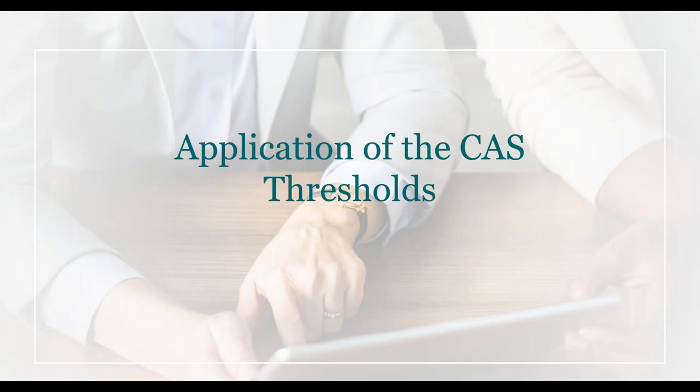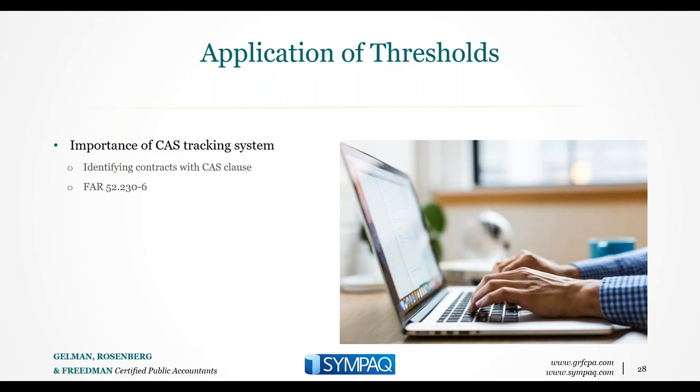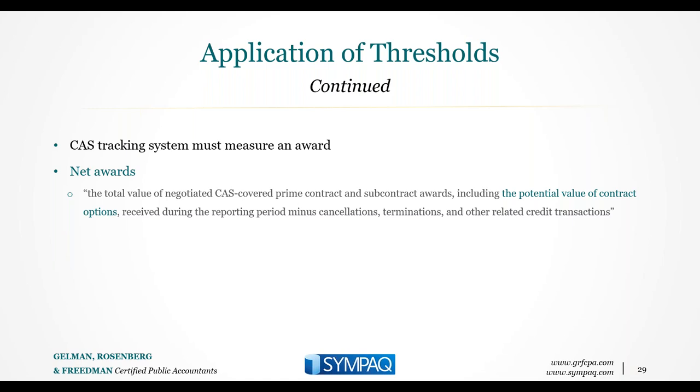So let's talk a little bit about application of CAS thresholds. And here we go: the importance of having and identifying contracts with a CAS clause and having a tracking system. Very, very important. I believe that would be part of, again, the briefing of the contracts and all the specifications in the contracts. If you have ever dealt with an ICE form, it's like Supplemental O. I don't know why it's Supplemental O, but it used to be S as in Sam. The contract brief form, if you don't have a copy of it, we can certainly send you one. And it really does track a lot of important information.